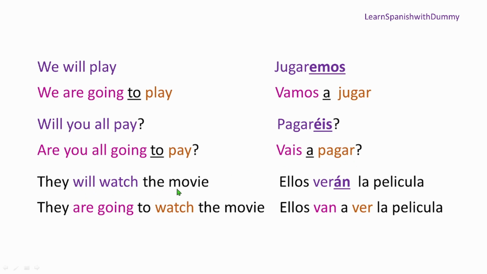They will watch the movie: ellos verán la película. Verán is they will watch. They are going to watch the movie: ellos van a ver la película. Van is they are going, ver is to watch, and película is movie. So this is the way we make two types of future in Spanish. I hope it was helpful. Keep using it practically.